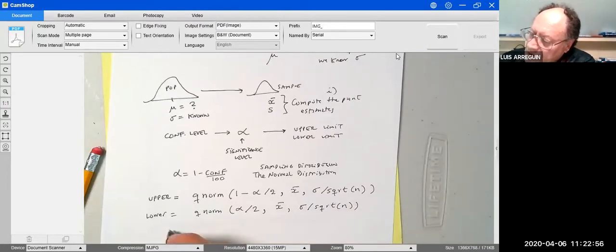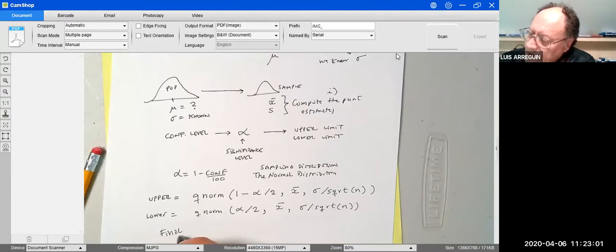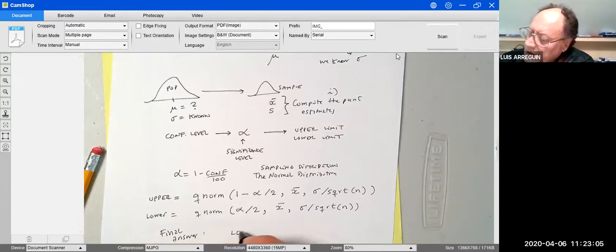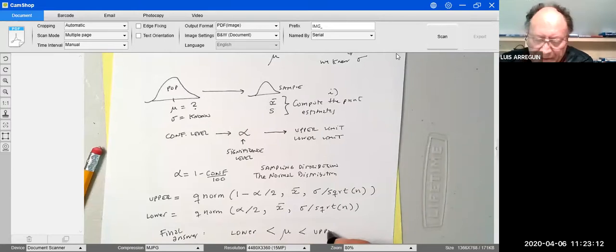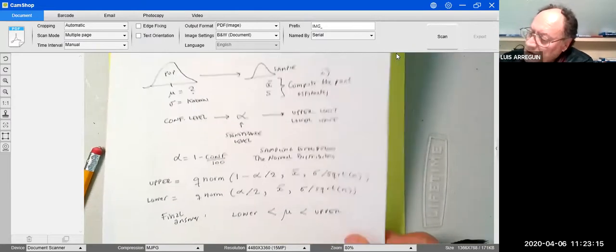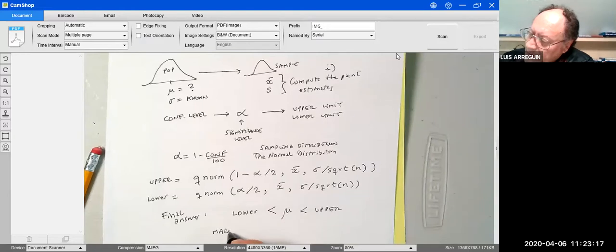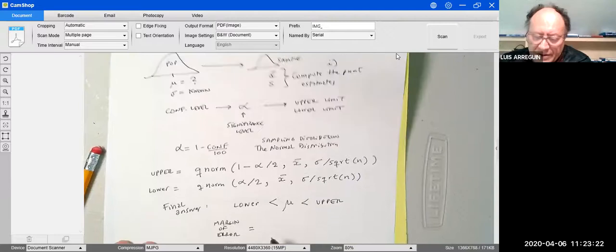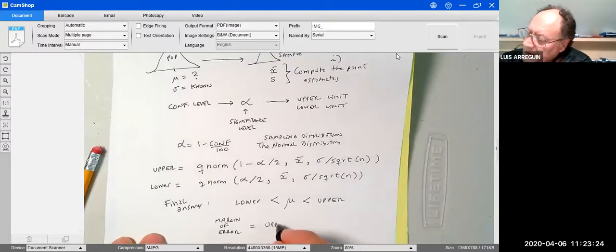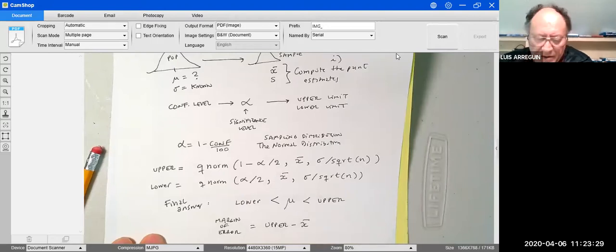and then we report. So the report, the final answer for this problem is going to be just writing the lower limit, then you're going to write less than mu less than the upper limit. If you want to know the margin of error, the margin of error is going to be the upper limit minus the mean. That's the margin of error.